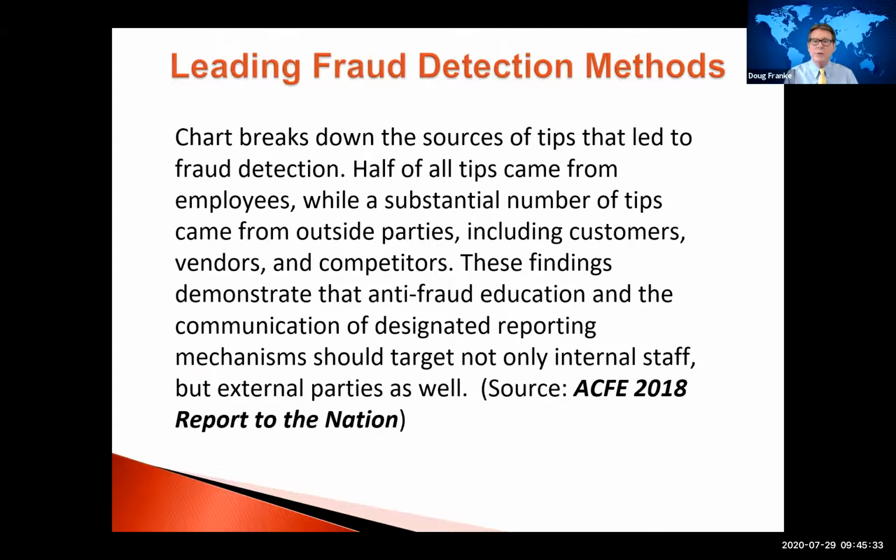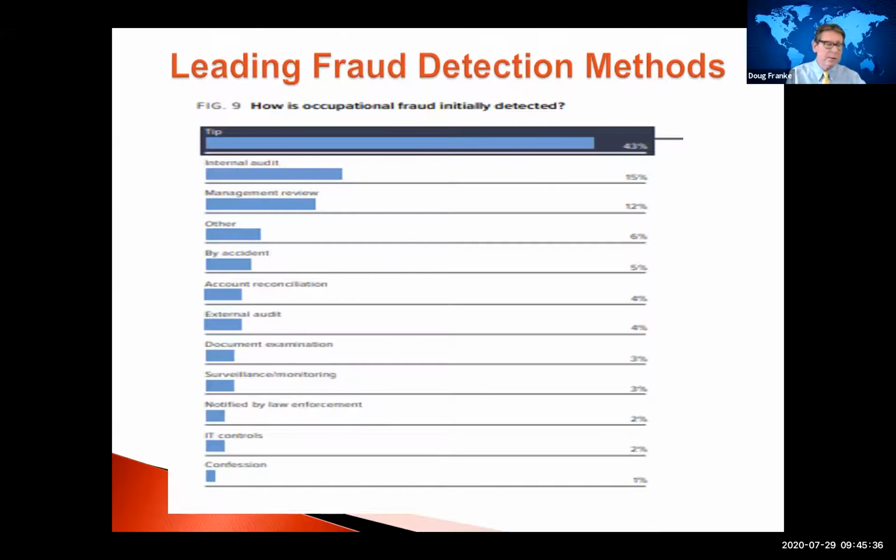So it's quite interesting about fraud detection, where the frauds were reported. It's quite interesting that the first, the 43%, is tips. Then internal audit was 15%, and then management review was 12%. So those three things together, just people doing their jobs and having a whistleblowing system that Heinrich will talk about, is massively important.